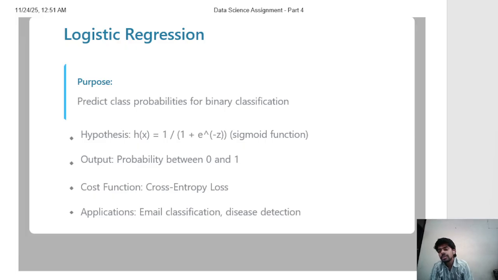The cost function used is cross entropy loss, which is more appropriate for probability predictions than mean squared error. Applications include spam classification, predicting if an email is spam or not; disease detection, predicting if a patient has a disease; and credit approval, predicting if an applicant is creditworthy. Logistic regression creates a non-linear decision boundary, making it more flexible than linear regression for classification.